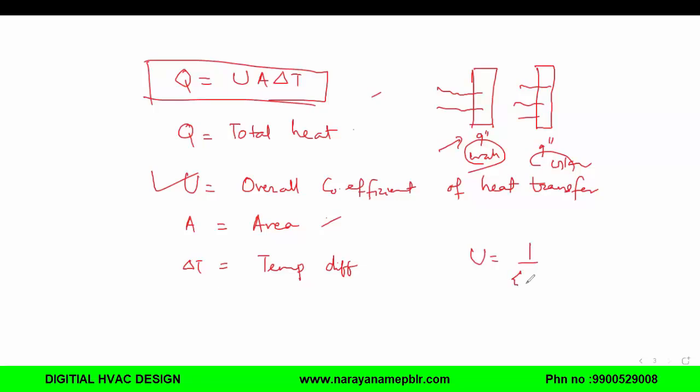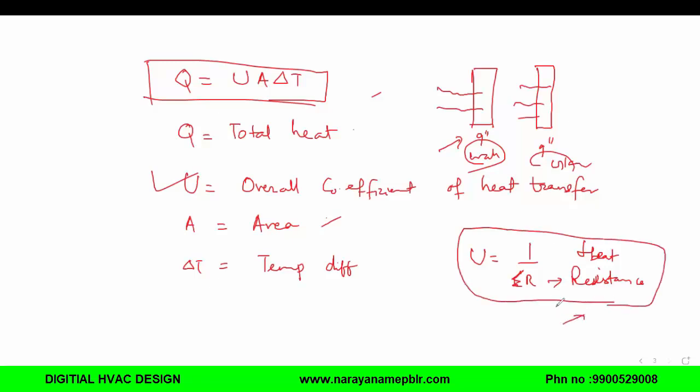And U is equal to 1 by summation of R. What is your summation of R? It is your resistance, heat resistance. You will find all these values, or you can take them from the table. We have certain tables you can use directly, or just for understanding, I will tell you how to do it for one, and the remaining you can practice.